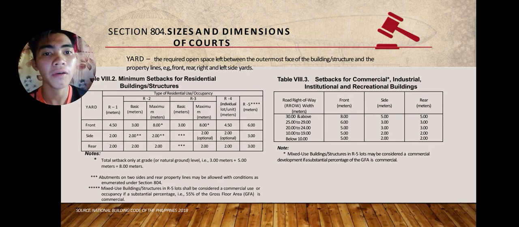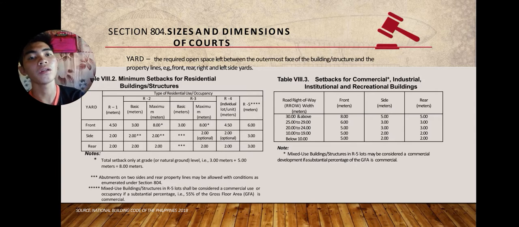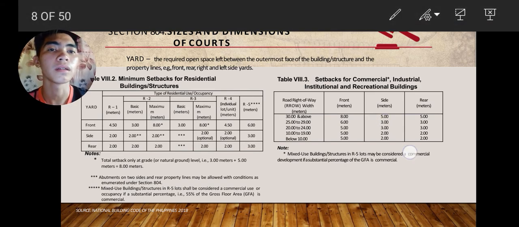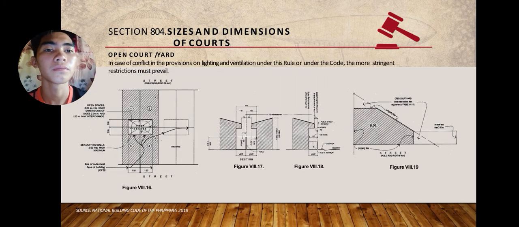So maurag gyapon sa table 8, table 2 na. So mao nang section 4, size and dimension of courts. Mao rin siya open courtyard. In case of conflict in the provisions of light and ventilation under rule of the Code, the more stringent restriction must prevail. So mao din siya sa street.